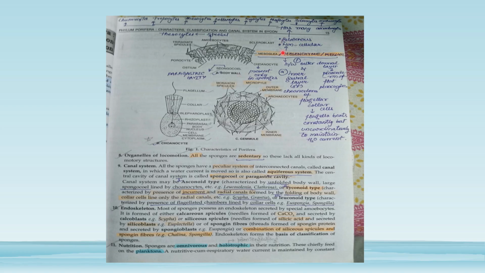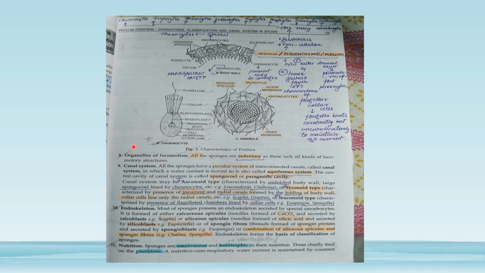Now, the next thing is gelatinous and non-cellular. So mesoglea is a gel-like layer, and it is non-cellular. Okay, it is gel-like, so it is non-cellular, and it has many amoebocytes. I have discussed earlier the types of amoebocytes. Now, let's move to the choanocyte.